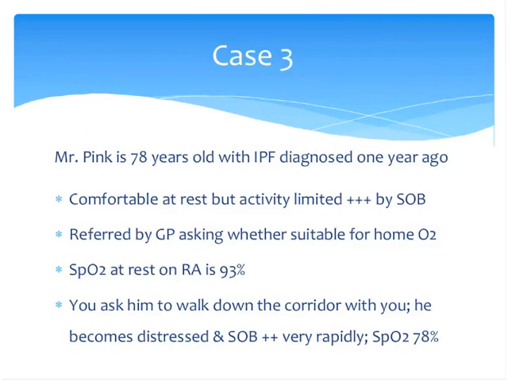Okay, case 3. Mr. Pink is a 78-year-old patient with interstitial lung disease, which has been diagnosed for a year. He's quite comfortable at rest, but he's been very limited on activity by shortness of breath. He's been referred to the clinic by his GP, asking whether the patient would be suitable for home oxygen. At rest, this patient's saturations are 93%. However, you ask him to walk down the corridor with you and you discover he becomes very distressed and short of breath quite rapidly, with saturations dropping to 78%.